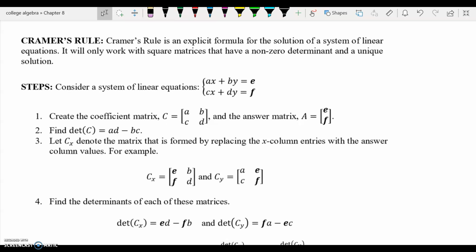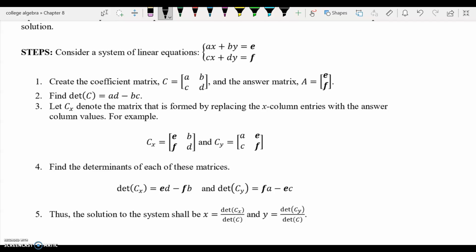Cramer's rule. So now we're going to solve equations using Cramer's rule. Here are the steps. You want to create a matrix for just the stuff on the left-hand side, just the coefficients. It's called the coefficient matrix, and you want to create a matrix for just the answers. Then you're going to find the determinant of the coefficient matrix, and then you're going to end up using that a couple times. So I'm going to show you what it does.